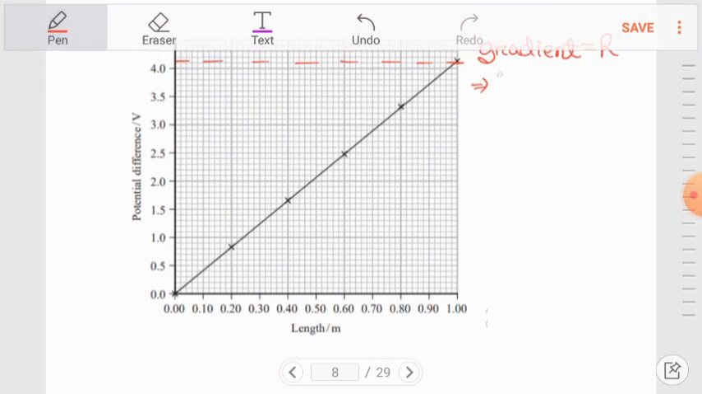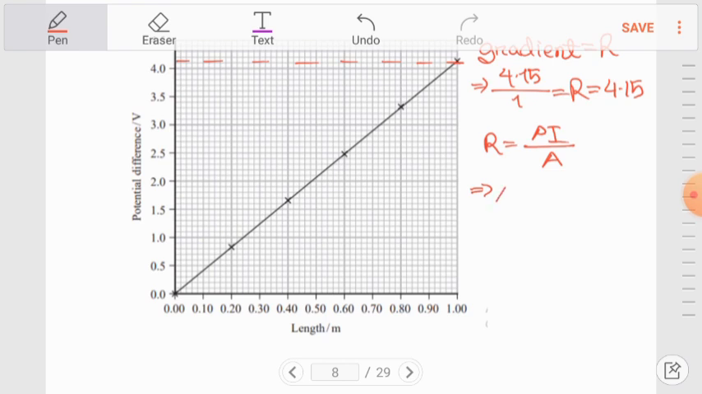So the gradient will be 4.15 actually. It's somewhere between 4.1 and 4.2. So 4.15 over 1 will obviously give you the value for the resistivity as 4.15. Now you can use the equation for the resistivity. That was resistance is equal to resistivity into length over area, cross-sectional area.